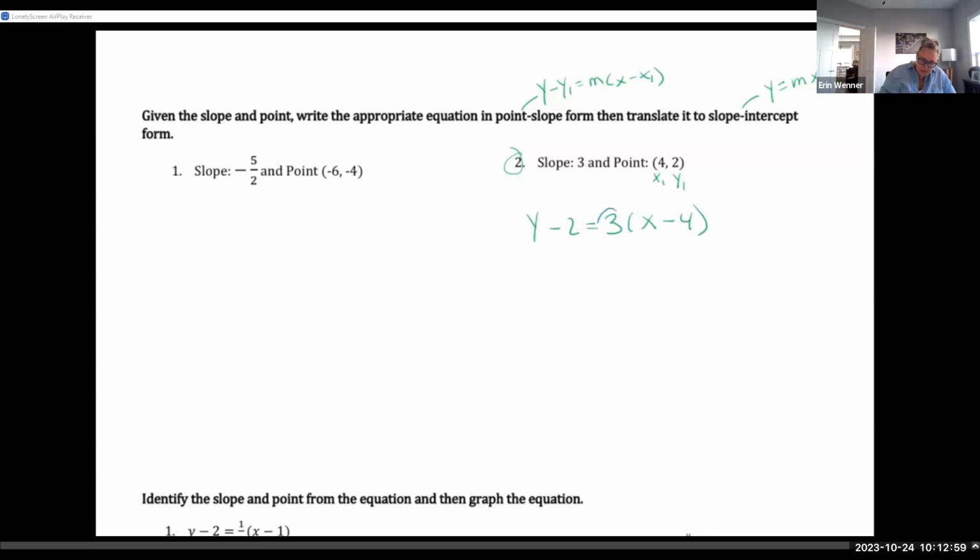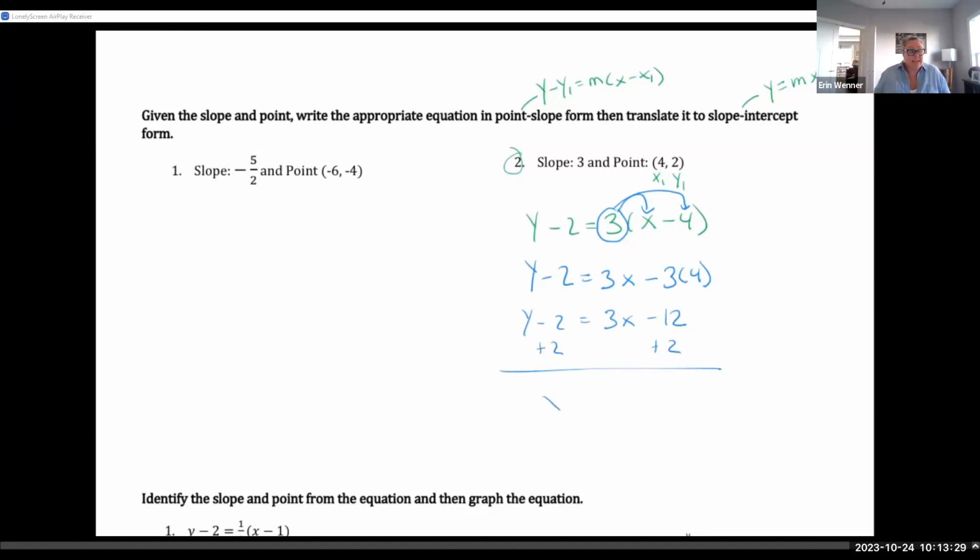So we're going to take this 3 and we'll distribute it through, right? So we're going to have y minus 2 equals 3 times x minus 3 times 4. Simplifying, we have y minus 2 equals 3x minus 12. And then we need to move that 2 to the right-hand side. So we're going to add it. And we get y equals 3x minus 10. So now looking at this form, we can still identify that we have a slope of 3, but that we have a y-intercept of -10, right? We can see that piece.